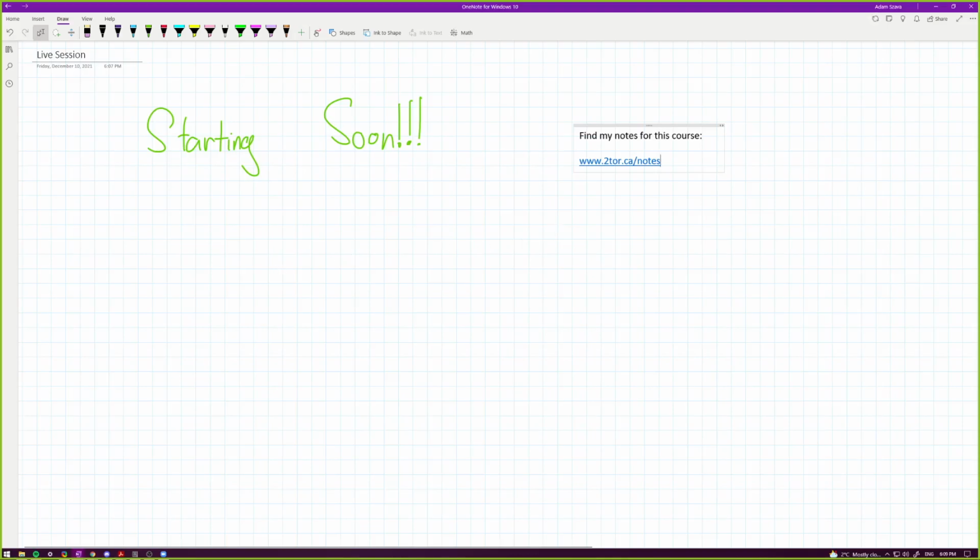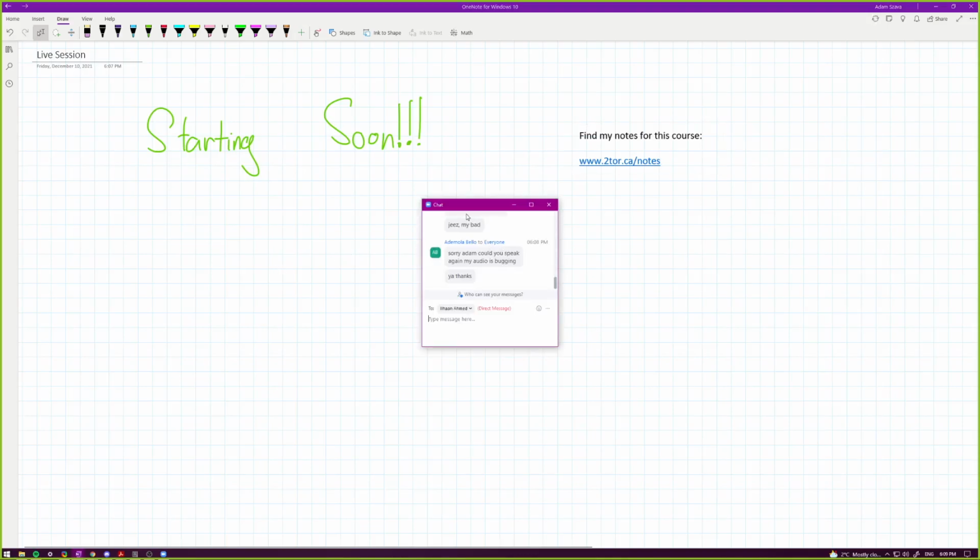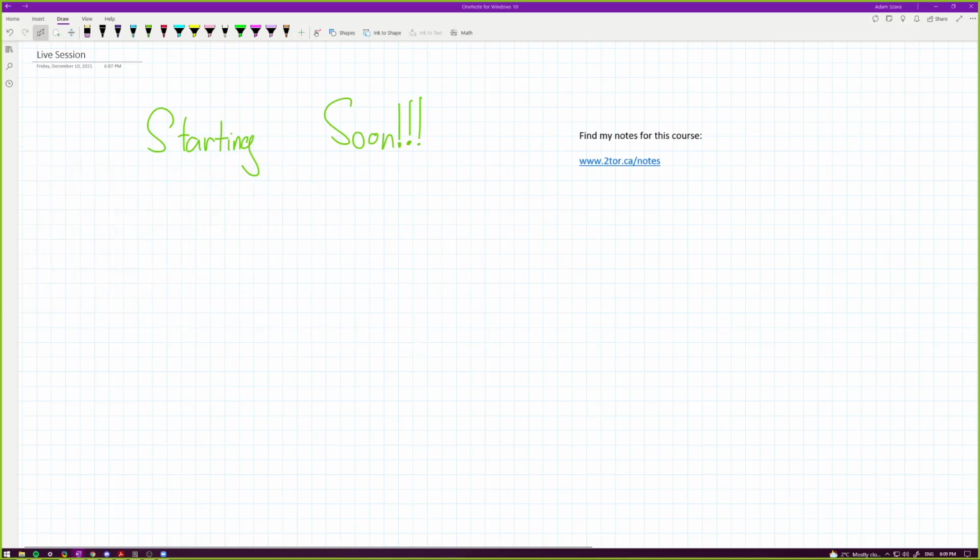As always, I have my candle for a little motivation. I'll move this. And yeah, let's wait about 2 more minutes for people to join. Nice to see lots of people.